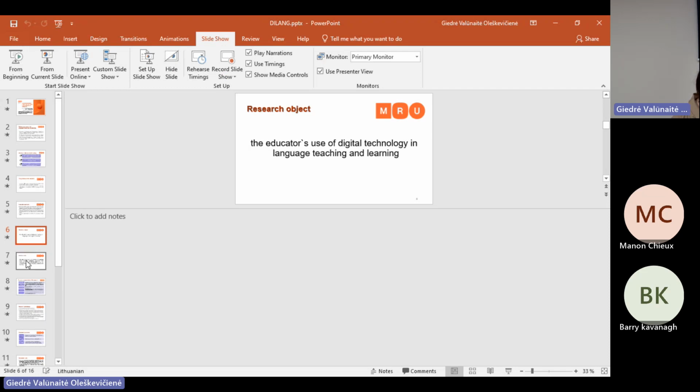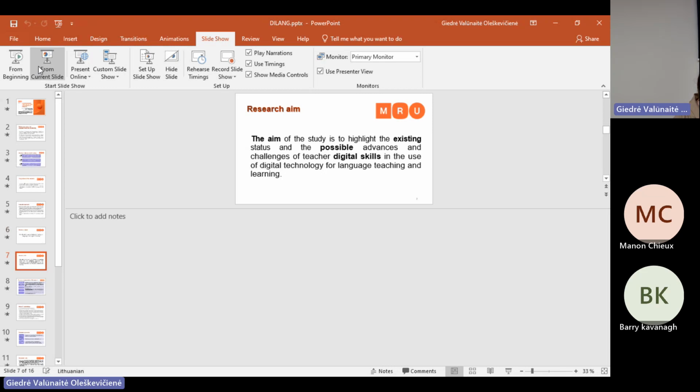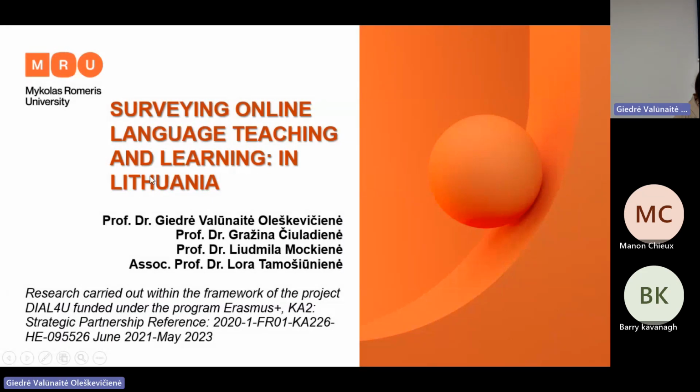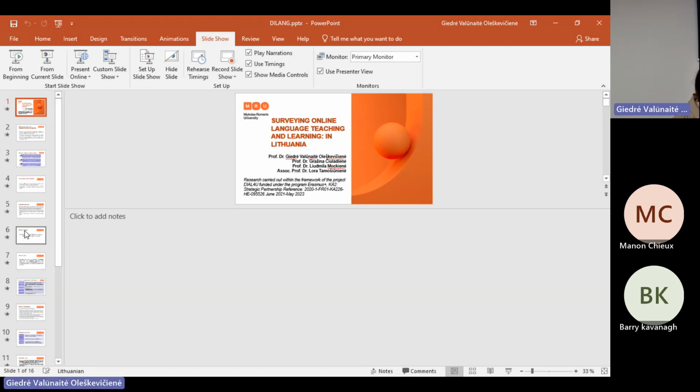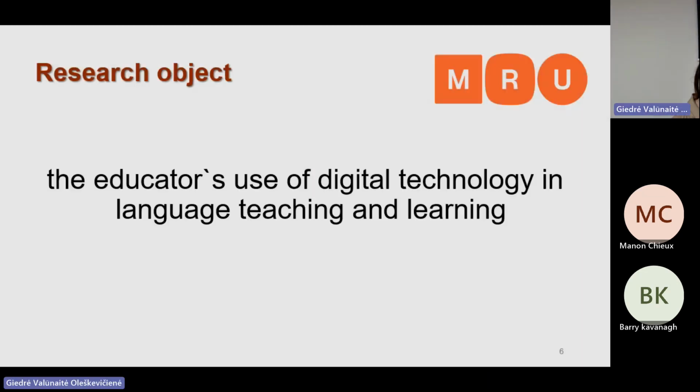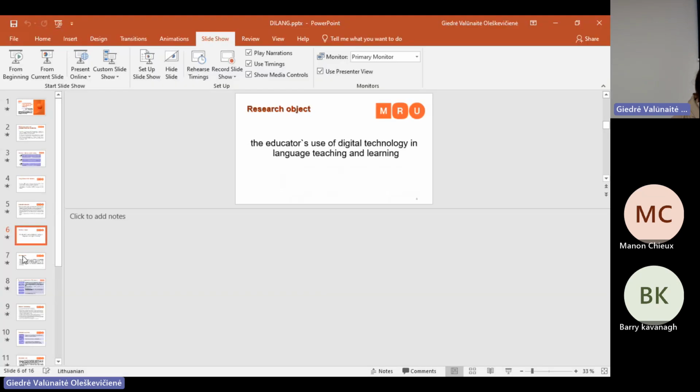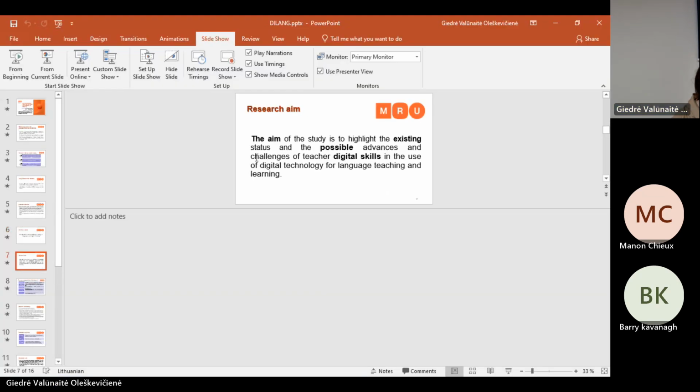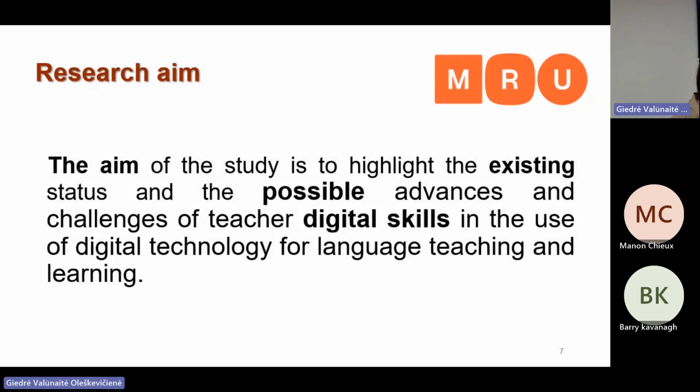I will introduce the research object and research aim, that is to study and to highlight the existing status and the possible advances and challenges of teacher digital skills in the use of digital technology for language teaching and learning.